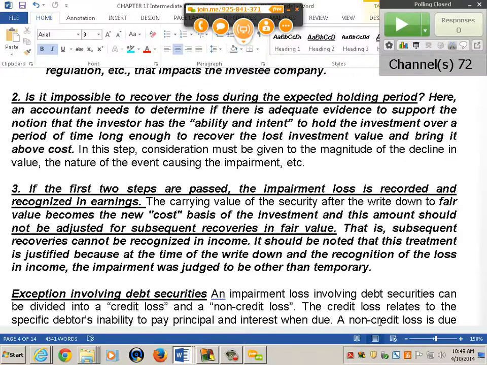All right, so again, it gets interesting. There are some exceptions, but just make sure you have a good idea of this. The main thing is that the loss flows through net income. There's no allowance. There's no recovery here. It's just written down directly. All right, any other questions before we start an illustration?